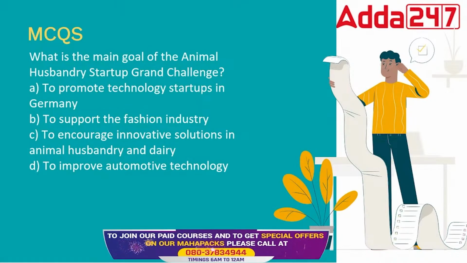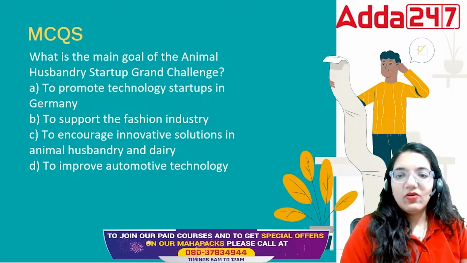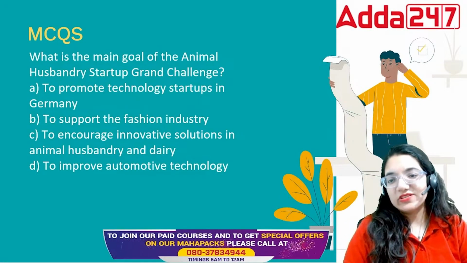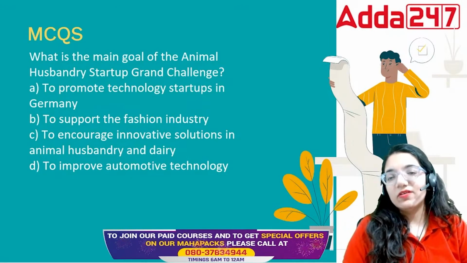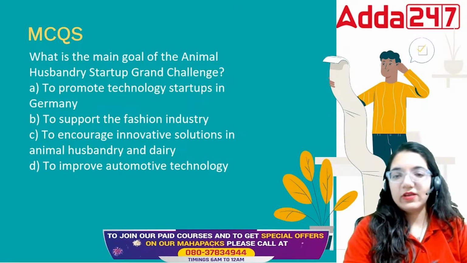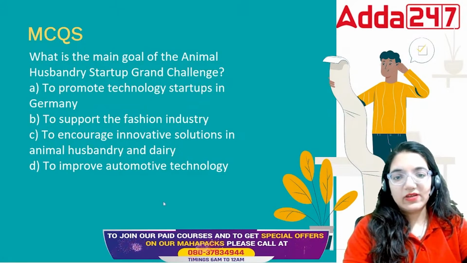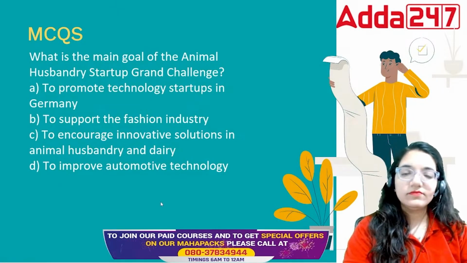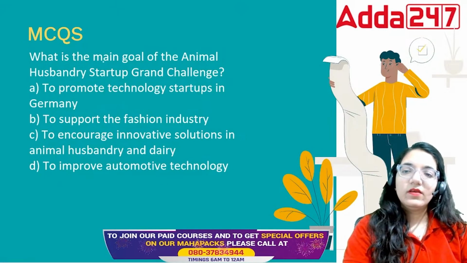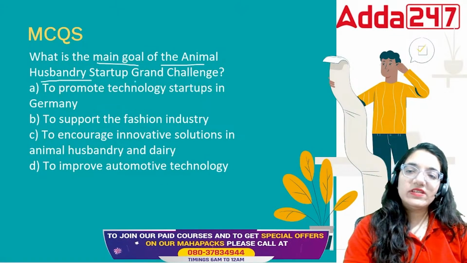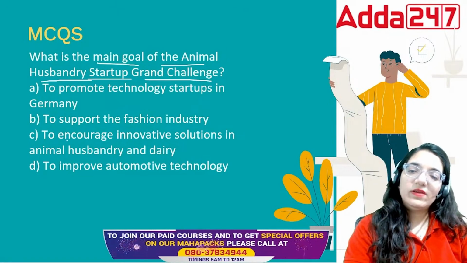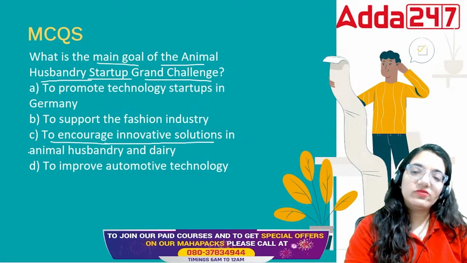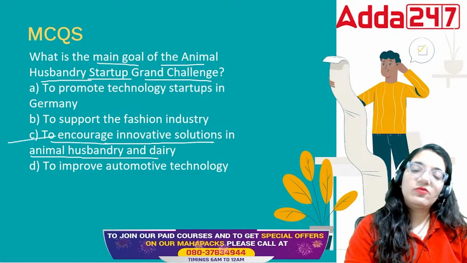Okay, so here comes the next question. What is the main goal of animal husbandry startup grand challenge? To promote technology startups in Germany, to promote the fashion industry, or to encourage innovative solutions in animal husbandry and dairy, or the last one is to improve automotive technology. What is the main goal of animal husbandry startup grand challenge? It would be to encourage innovative solutions in animal husbandry and dairy. It would be C.